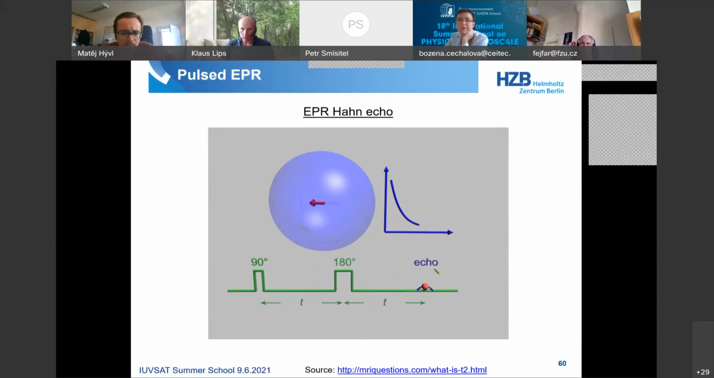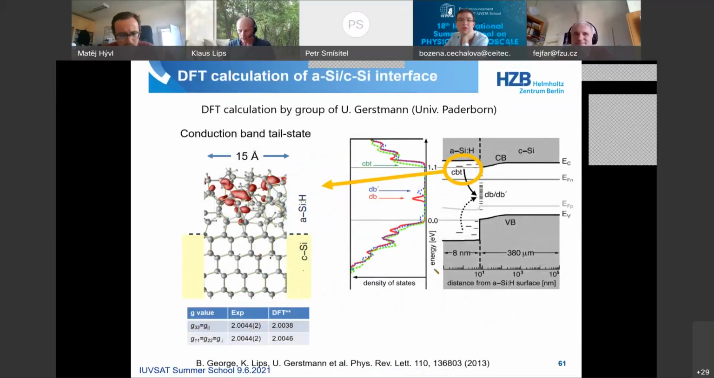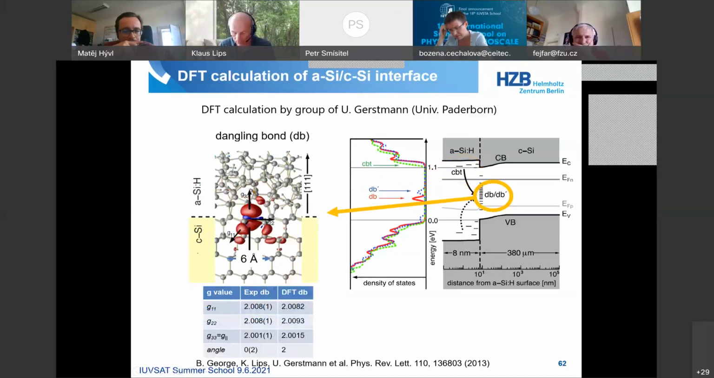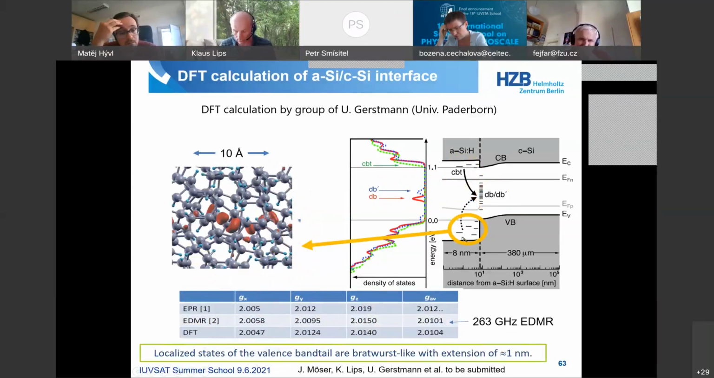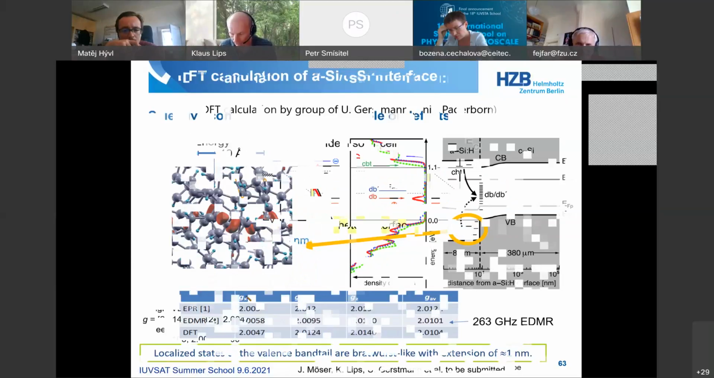Okay, now how do we use that in our experiment? That is the last thing I'm going to show you. We have calculated at that interface the magnetic properties of those states very close to the conduction band and to the valence band and to the defects. We know how the wave functions look like. We have calculated those, and we can tell what the G tensor of that specific defect is, of a conduction band tail state, of a dangling bond at the interface, or a hole state that is close to the valence band. They have very, very different magnetic features, and those we can then use to fit our measurements. And that we have done in our experiment.